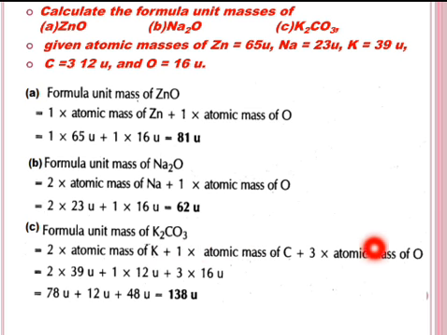How many oxygen atoms are present in this compound? You can see there are 3 atoms of oxygen. So multiply it with its atomic mass, that is 16 U. And on calculating the atomic masses of all these atoms and then by adding the atomic masses of all atoms present in this compound, you will get the formula unit mass of potassium carbonate as 138 U.